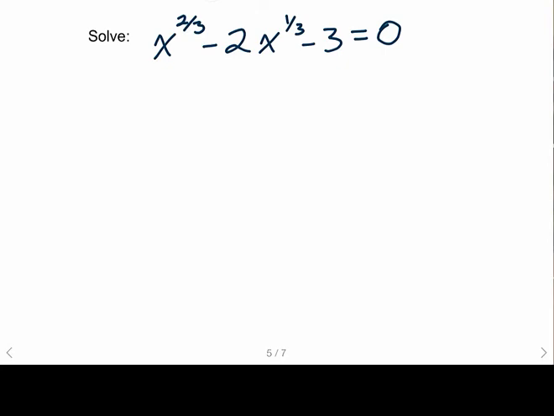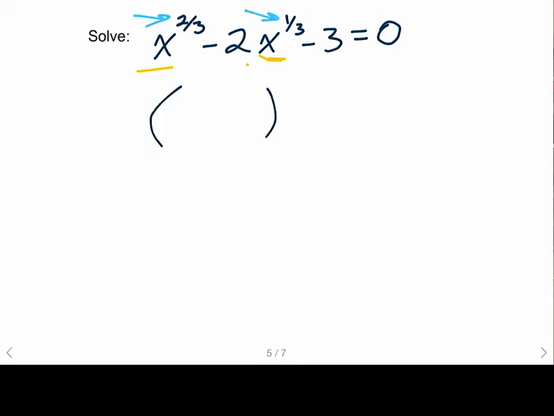Next, why don't you pause the video and solve x^(2/3) − 2x^(1/3) − 3 = 0. What I note is that I have the same base, the same expression x showing up in a couple of terms, and 2/3 as the first exponent is exactly double 1/3, which is the second exponent.